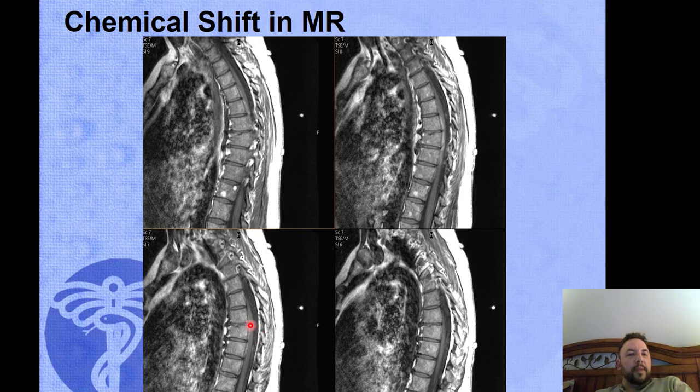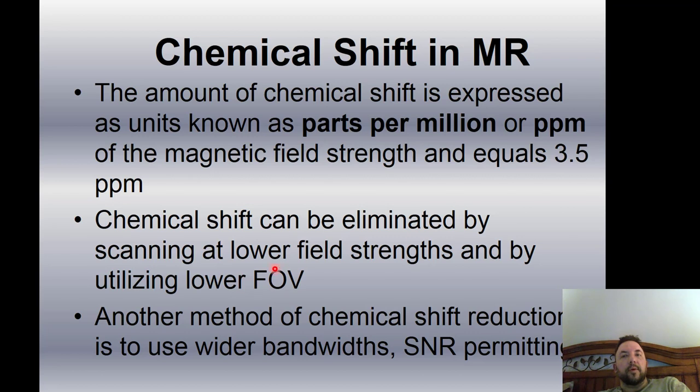The only way to eliminate this artifact, which is not real, is to image the patient at lower field strength. It's the only way to eliminate the chemical shift artifacts in MR. So chemical shift is expressed as parts per million. This is identifying the homogeneity of the magnet, measured in ppm or parts per million, and equals 3.5 parts per million.